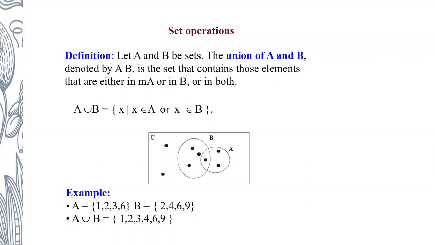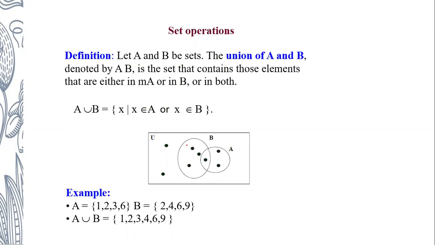This is the union of sets. So what do we mean by union of sets? Suppose I take two sets A and B, and I denote the union as A union B. So what is this A union B? It contains the elements which belong to A or which belong to B, and of course the elements which belong to both A and B.